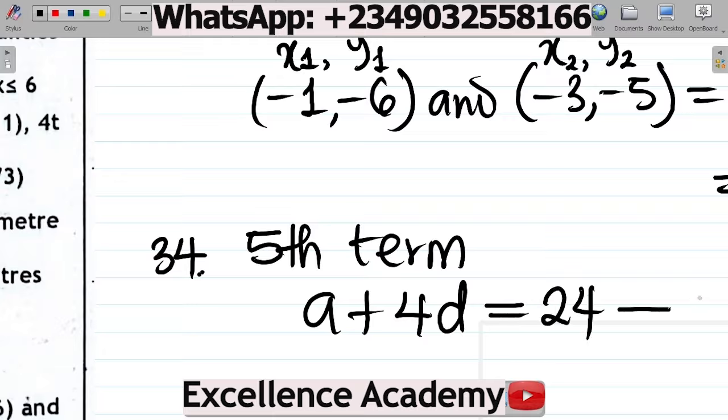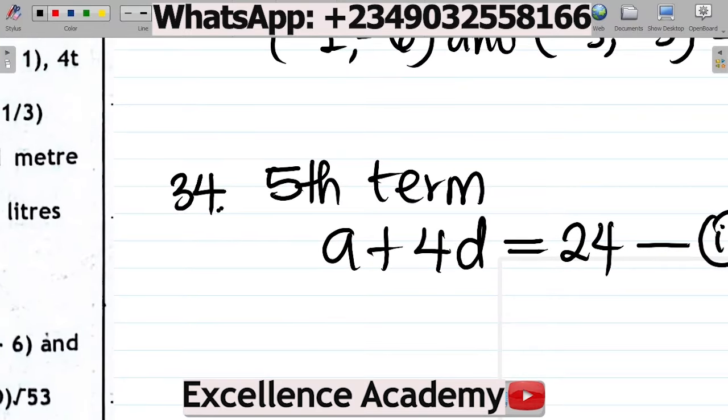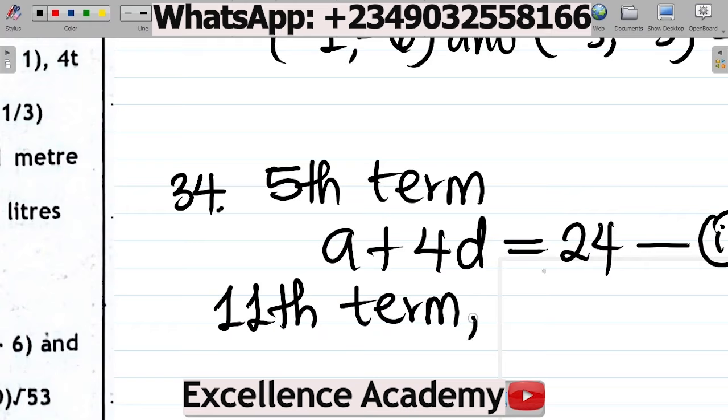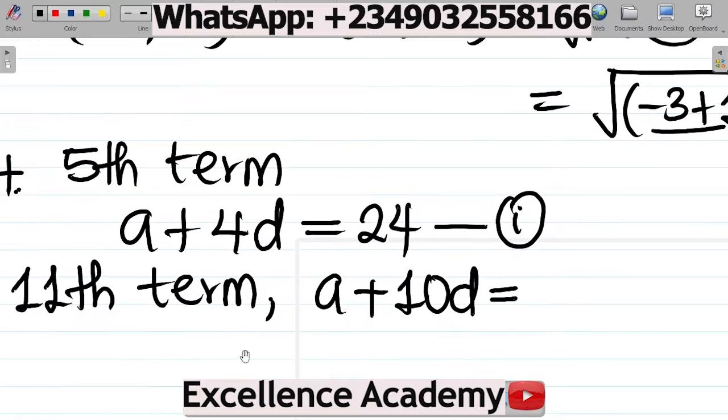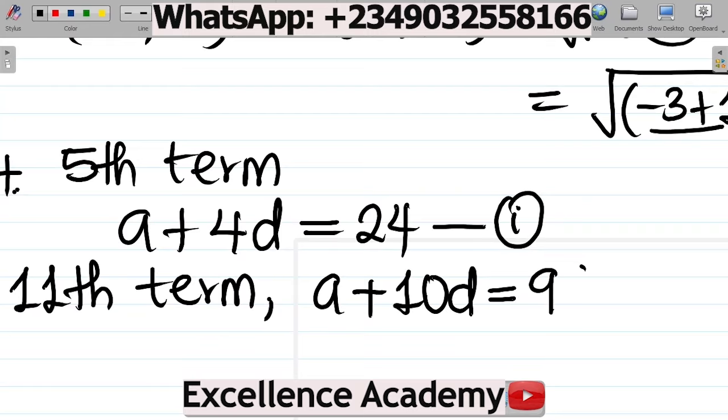Let's call this equation 1. They also said the 11th term. Also for an AP, the 11th term is given by A plus 10D. And they said the 11th term is equal to 96. So this is equal to 96. Let's call this equation 2.